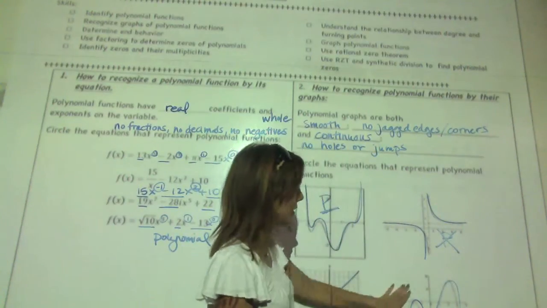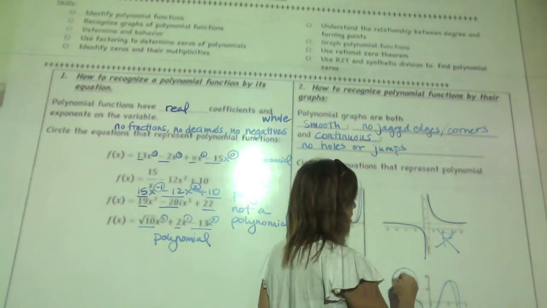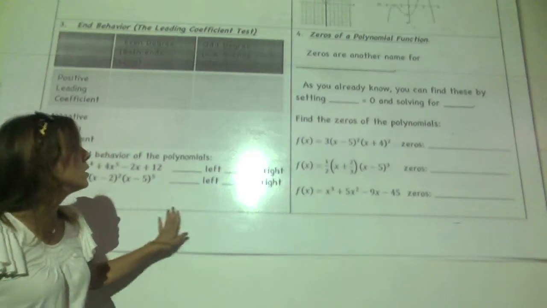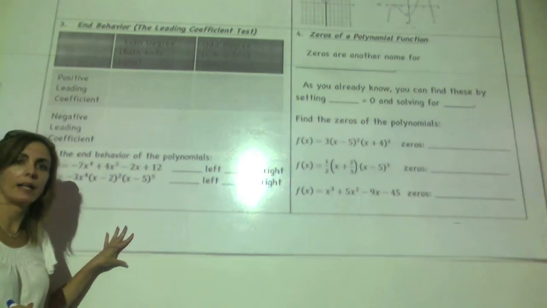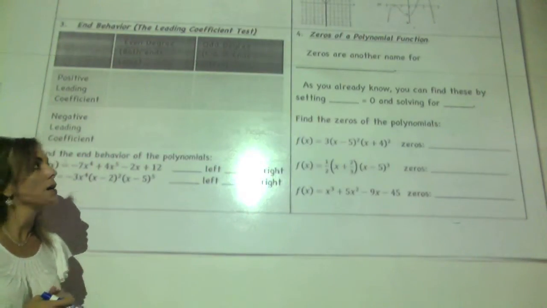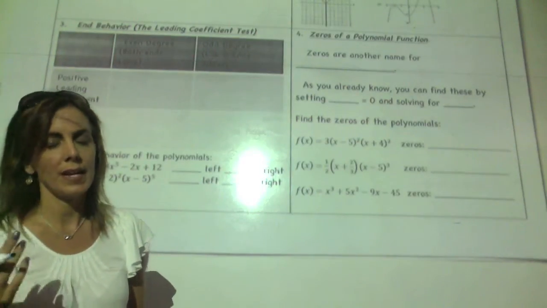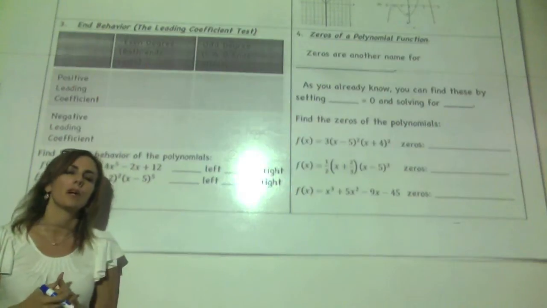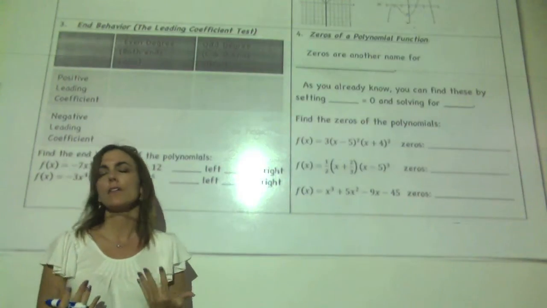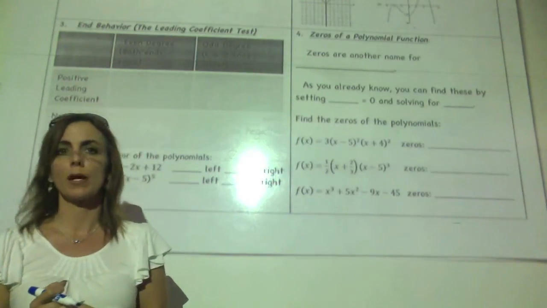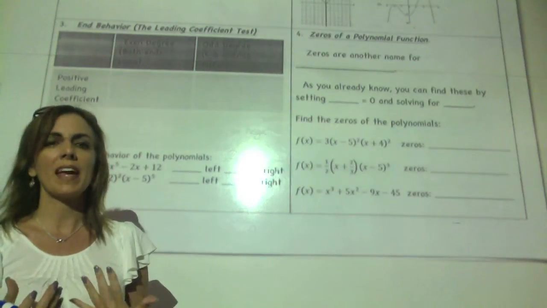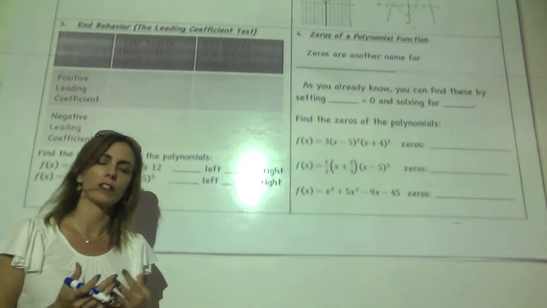Nice wavy characteristic, no holes, no jumps, just very smooth and continuous. This would definitely be a polynomial. Okay, so the next thing we're going to look at here is end behavior, or what's called a leading coefficient test. It turns out that polynomials are very predictable. They all follow the same kinds of criteria when it comes to the end behavior of the functions.